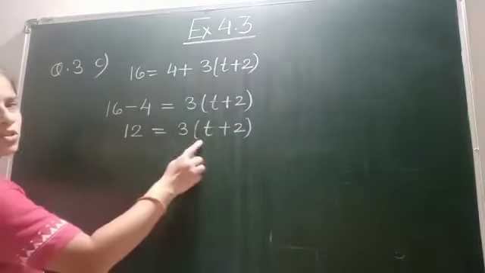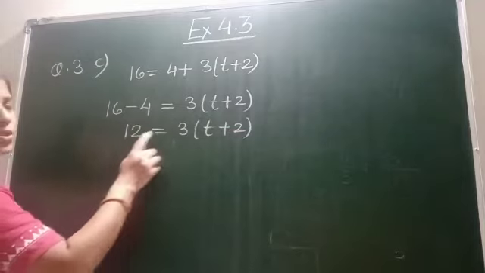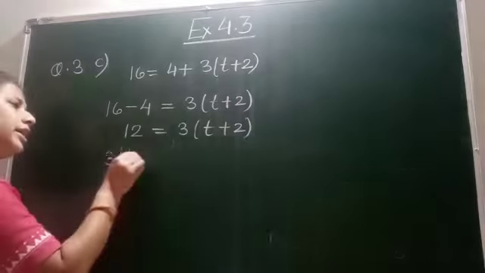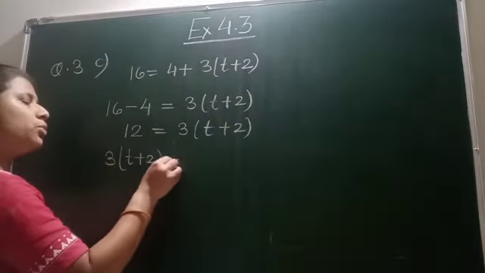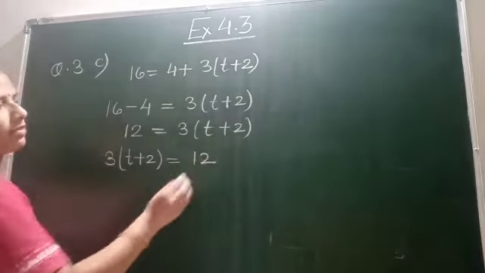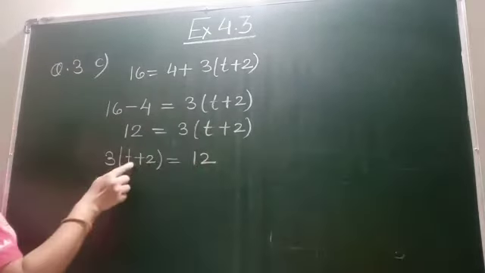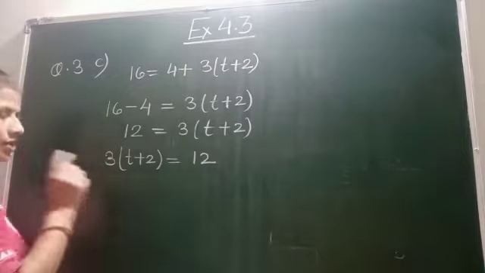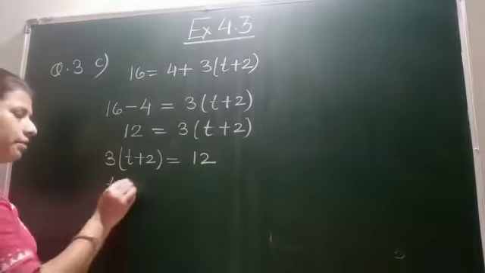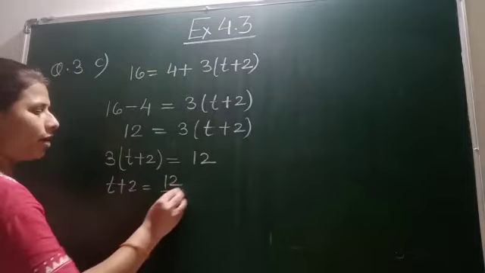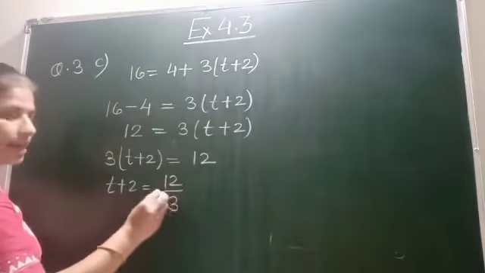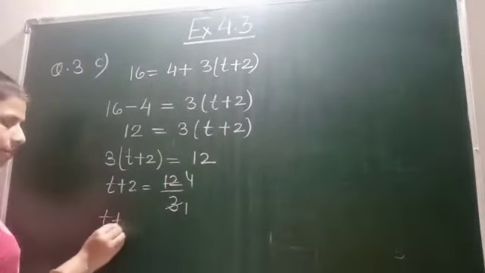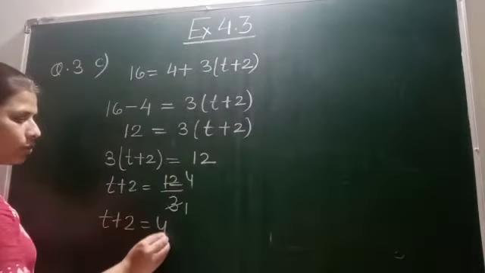Now we will interchange the positions of left hand side and right hand side. What will we get? 3 into t plus 2 equals 12. Just interchange the position of left hand side and right hand side. Now similarly we will solve. First we will shift this 3. t plus 2 equals 12 upon 3. Then we will cancel out these. 3 ones are 3, 3 fours are 12. What will remain? t plus 2 equals 4.